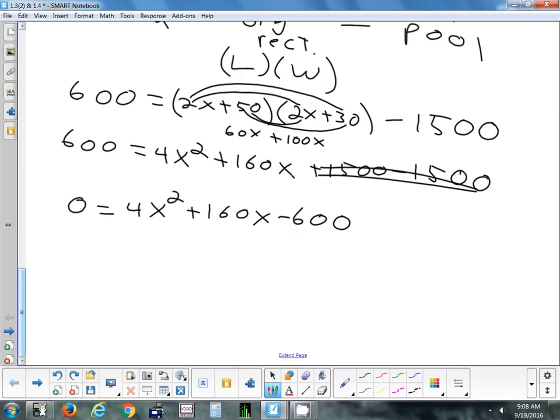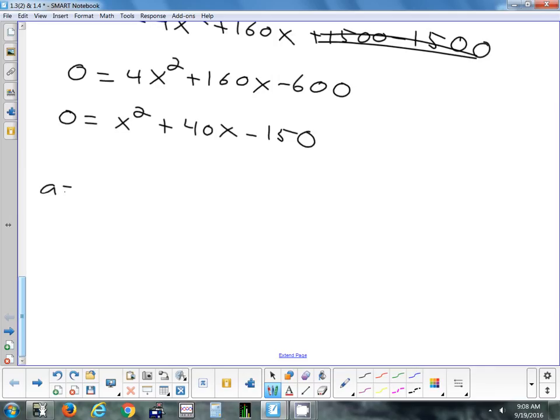But I can make all these numbers smaller. Does anybody notice a common factor? 4. So divide everything through by 4. It just makes the numbers a little smaller. Okay, and now we're going to use the quadratic formula. First thing I like to do when I use the quadratic formula is identify A, B, and C, and then plug it all in.